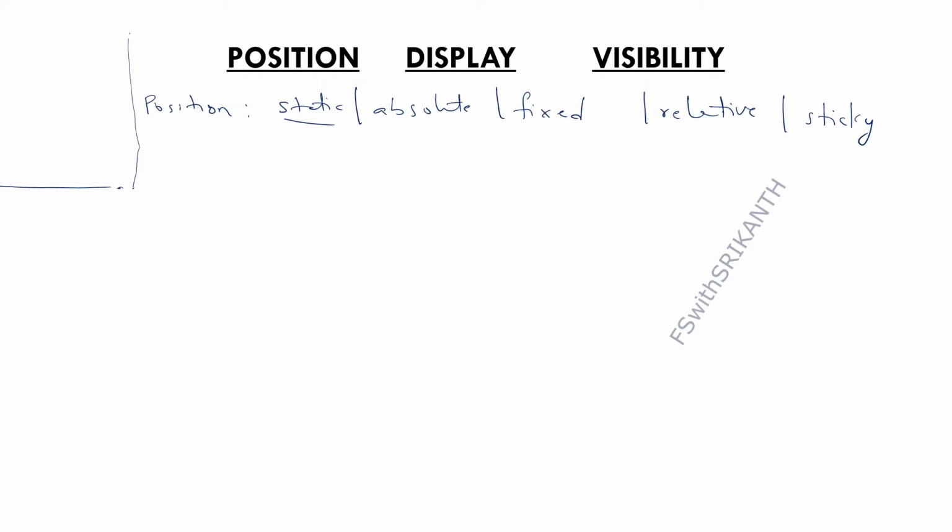Next one, relative. It displays the element based on the x and y coordinates, but they are counted based on the parent element. Based on the parent element's values, it takes its position. The next one, sticky. When you scroll the page up and down, the element always sticks to its position, even when you scroll the page. I'll show this in detail.